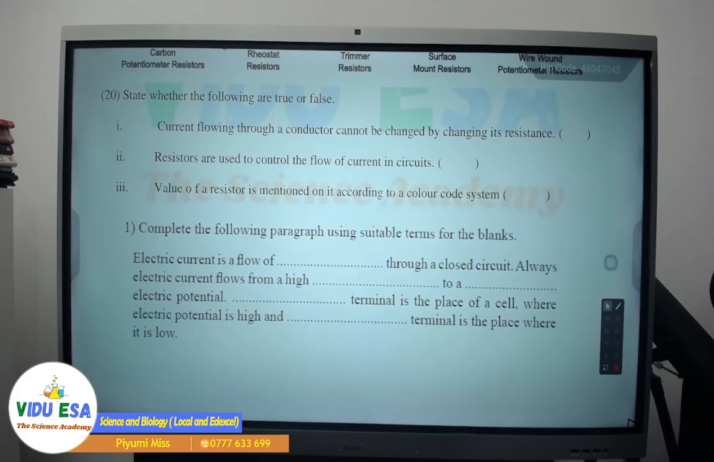As Ruvindi says, a series connection is a connection in which all components are connected in the same path. Yes, correct. What do you mean by the potential or voltage difference? The difference of electric potential energy between two terminals of the cell is called voltage or potential difference. Yes, the electric potential difference between two terminals of the circuit.